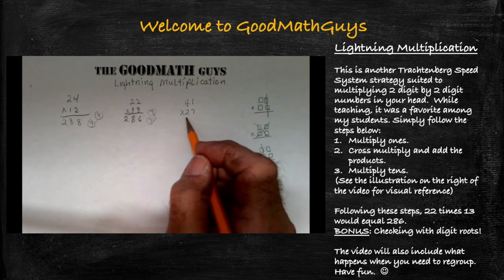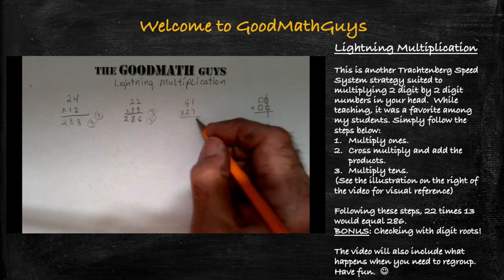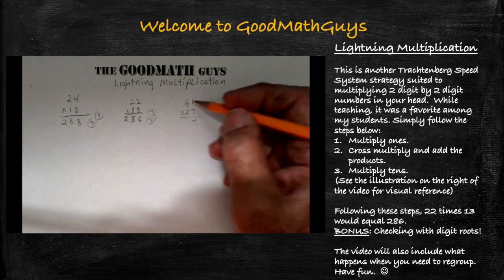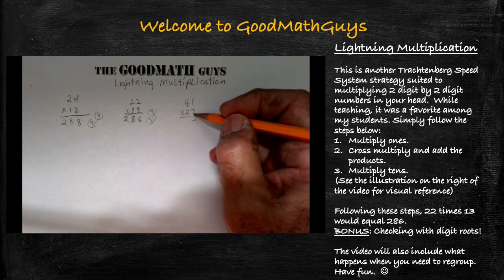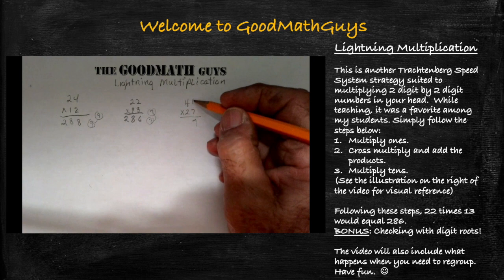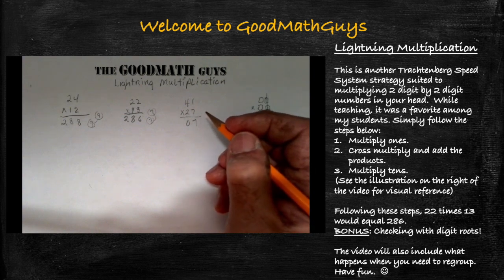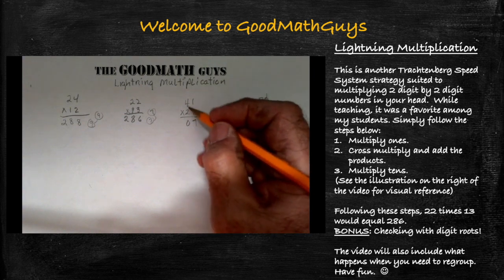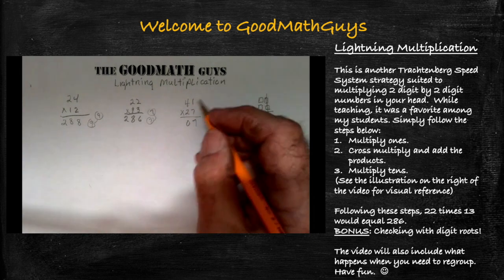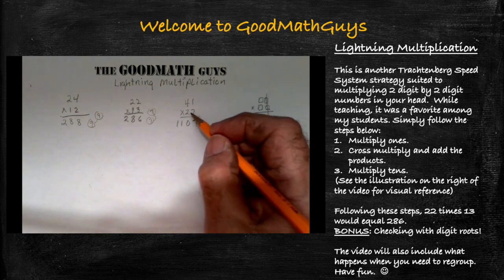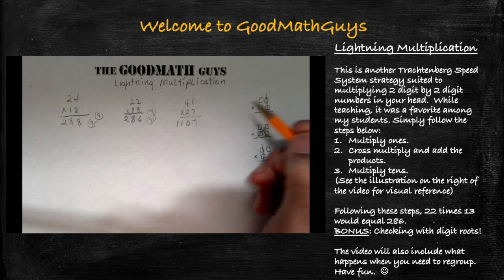So let's see what we get here. Multiply ones. 1 times 7, we get a 7. We're going to have to regroup here now, so stay with me. 4 times 7 is 28. 2 times 1 is 2. 28 plus 2 is 30. Record the 0 and hold 3 in your head. Multiply tens now. 2 times 4 is 8. Plus the 3 is 11. So we think the product for 41 times 27 is 1,107.